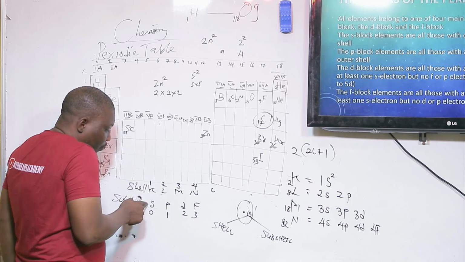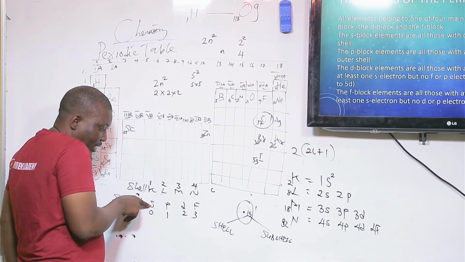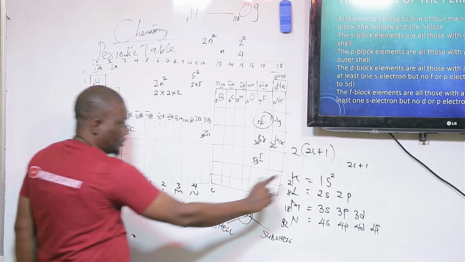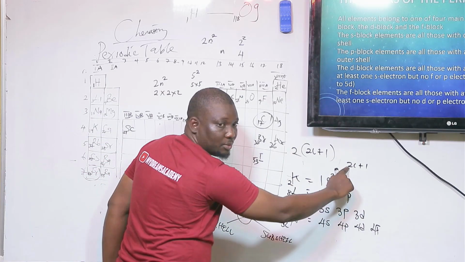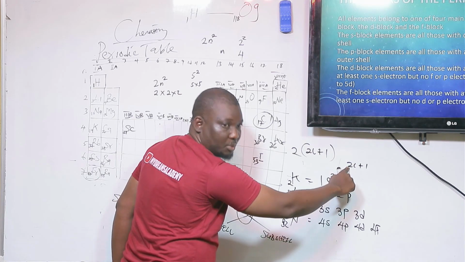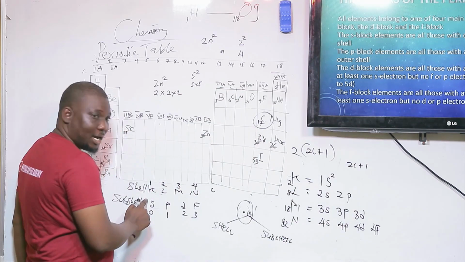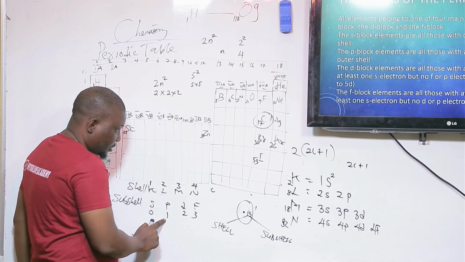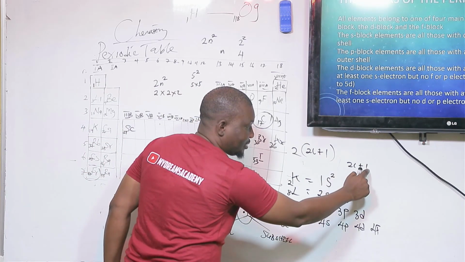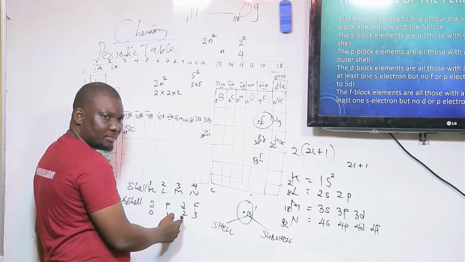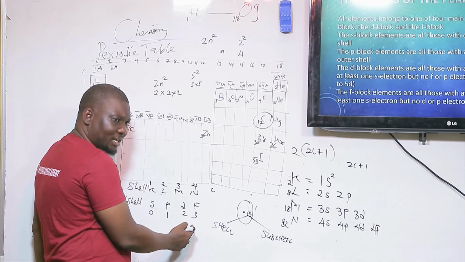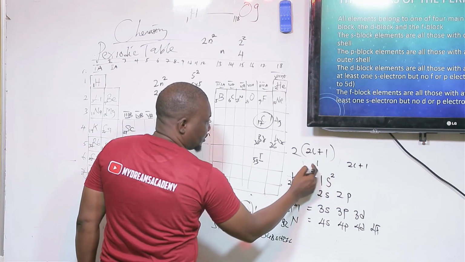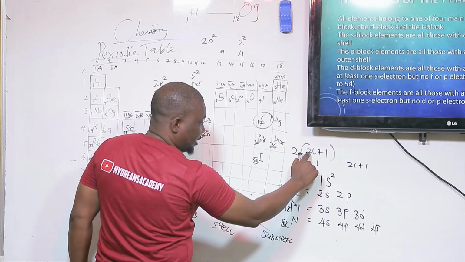If you want to know the number of orbitals, I will use this formula, 2L plus 1, where L for S is 0. If I put 0 here, 0 times 2 is 0, 0 plus 1. That means how many orbitals are there in S? 1. S has 1 orbital. How many orbitals are there in P? 1 times 2 is 2, plus 1 is 3. P has 3 orbitals. How many here? 5. So for the S subshell, the number of orbitals is 1, like 0 times 2 plus 1 is 1.